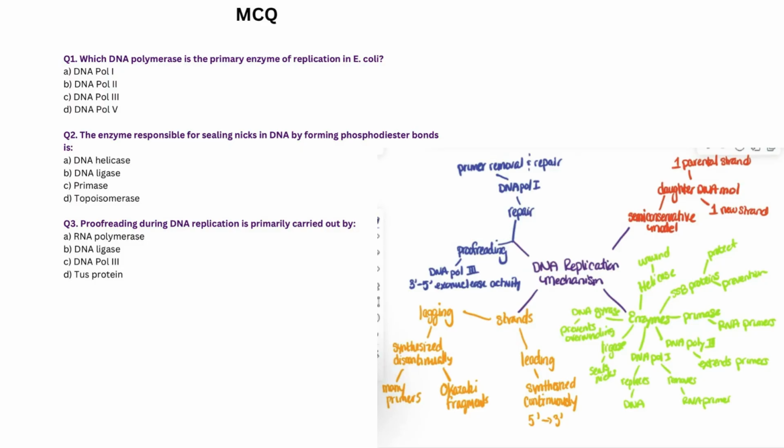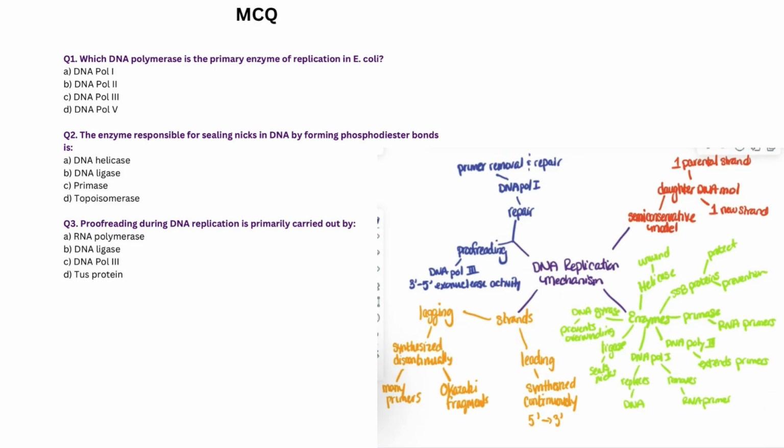Number 2, the enzyme responsible for sealing nicks in DNA by forming phosphodiester bonds is blank. Remember, when you're answering these questions, pick out the key words. With number 2, the enzyme responsible for sealing nicks. Okay, sealing nicks sounds familiar. Let me go back to my mind map. Where have I seen sealing nicks? And then you'll be able to find your answer to number 2.